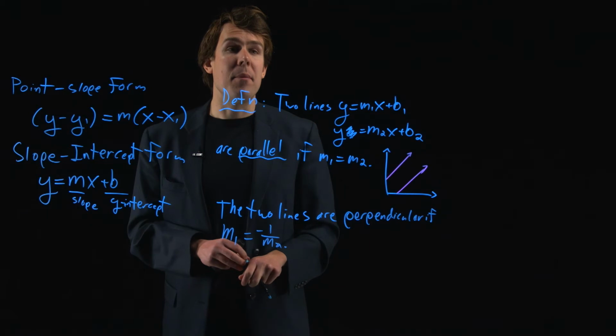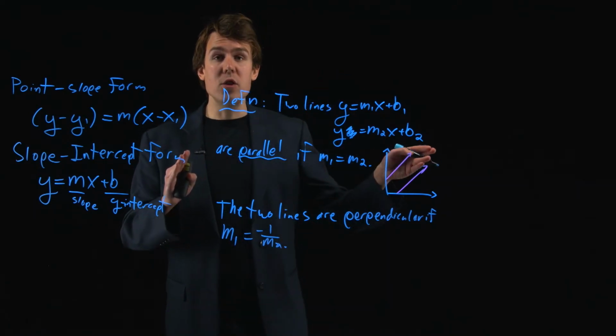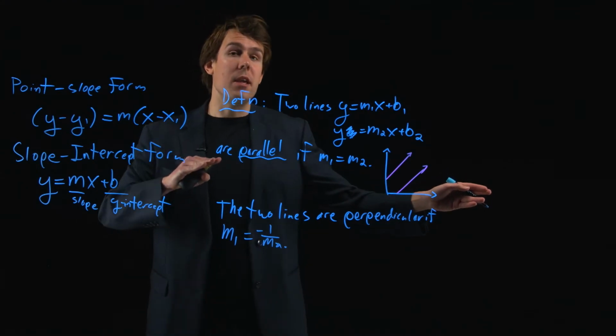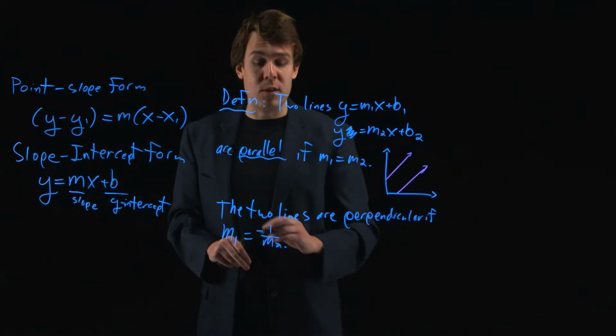So a little bit more complicated looking. Instead of having equal slopes, one slope, m1, should be equal to negative 1 over the second slope, or opposite reciprocals.